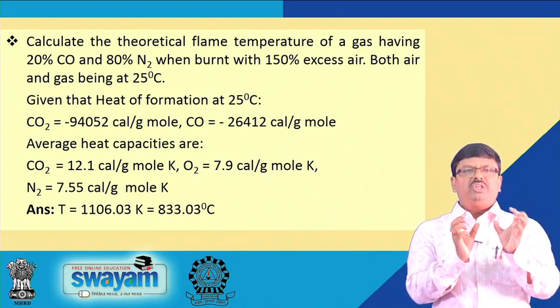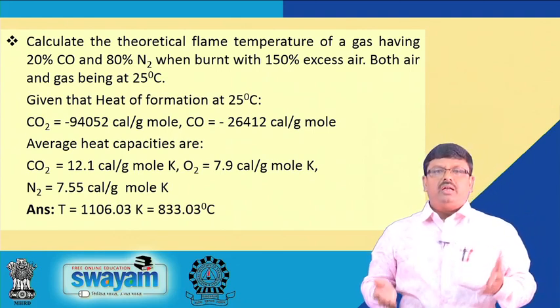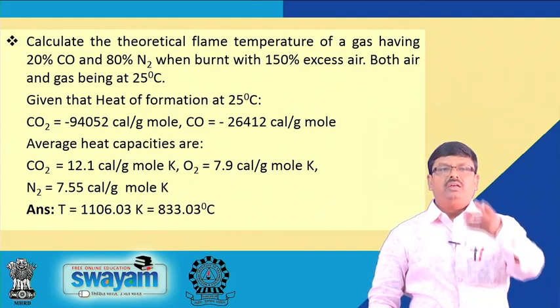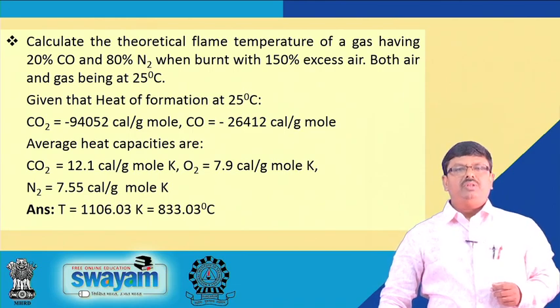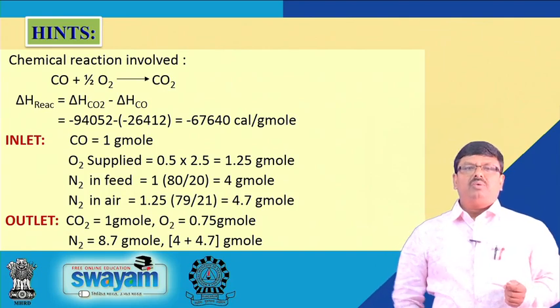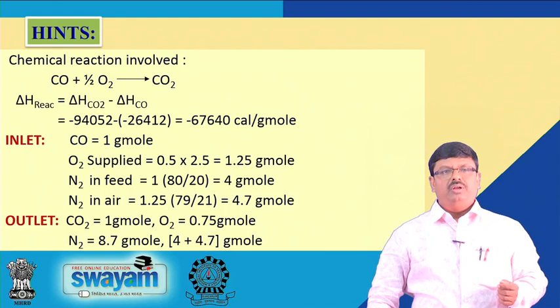So, basically this is a mixture that we need to consider, and here the heat capacities are given, which are assumed to be constant, and the heat of formation at 25 degrees C is given. So, this is to be considered for finally finding out the adiabatic flame temperature. These are the hints that we can give here for better understanding and to proceed with the calculation of the AFT.